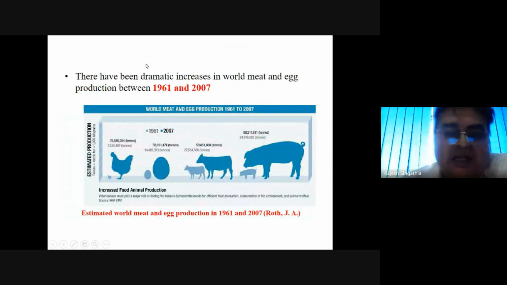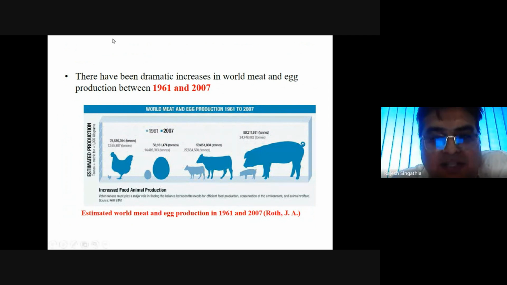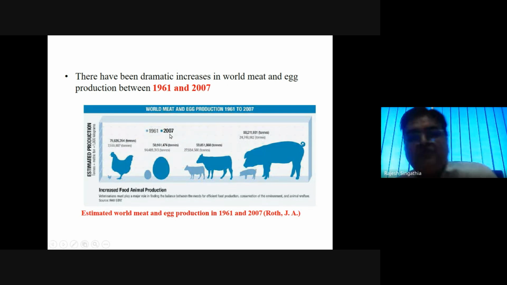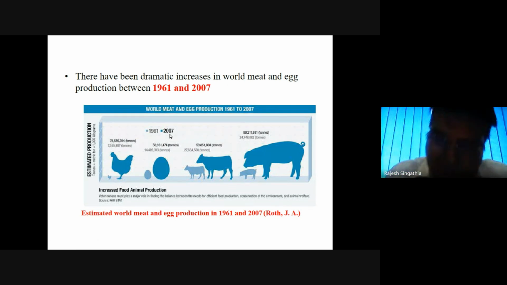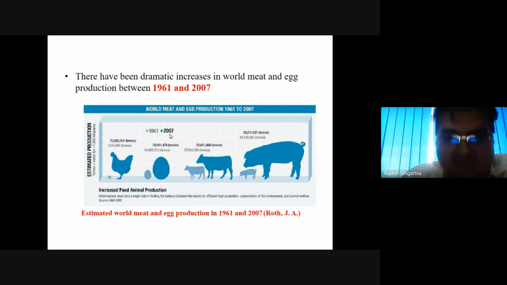Along with the growth of this population, there is also a dramatic increase in world meat and egg production. Egg production is increasing, and meat production is also increasing. In this picture, you can see the comparison of meat production and egg production between 1961 and 2007. So we see that the population is increasing and meat production is also increasing, and world food production is also increasing.